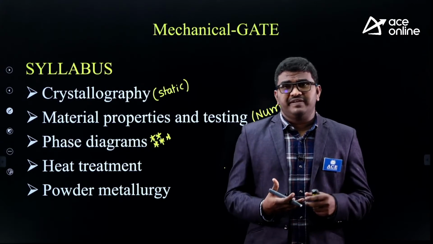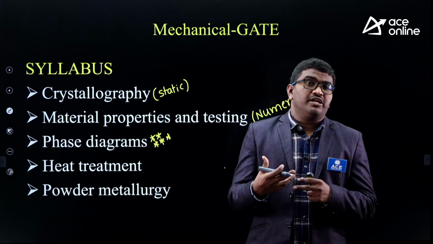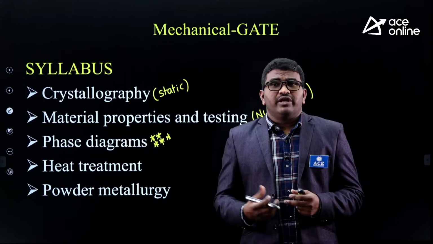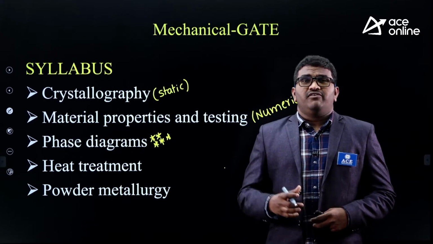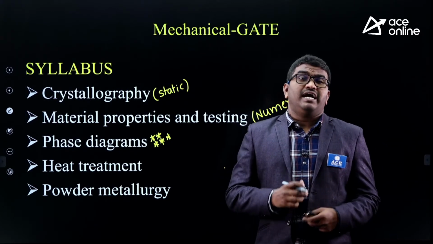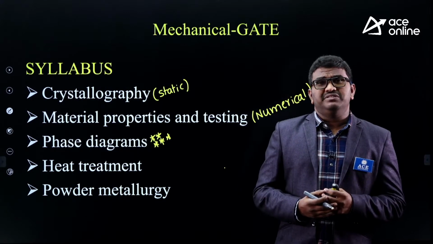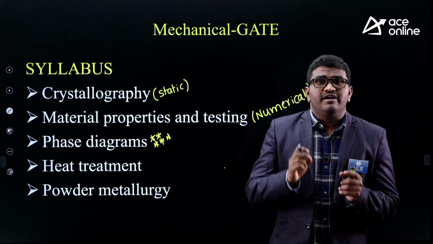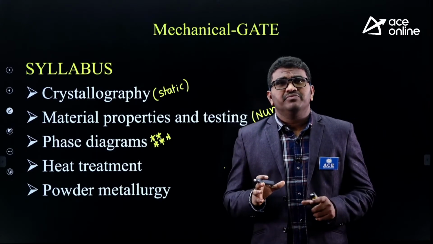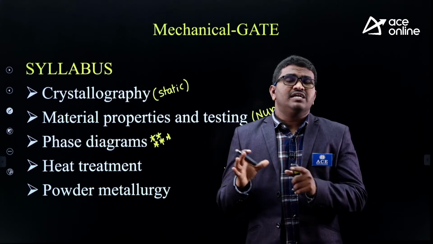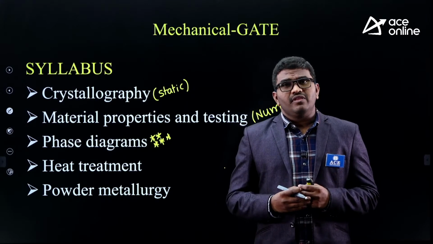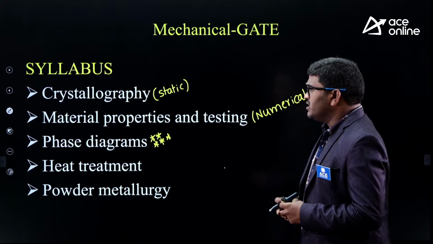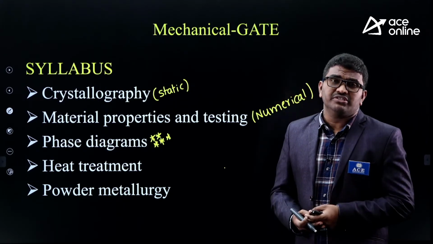From the isomorphous phase diagram, the example of copper-nickel is very, very important. And from the eutectic phase diagram, the example of lead-tin phase diagram and iron-cementite phase diagram. These three diagrams are very, very important for your exam. And from these three diagrams, numericals they will ask you for the GATE exam. But for the ESE exam, sometimes theoretical type questions also they will ask you.